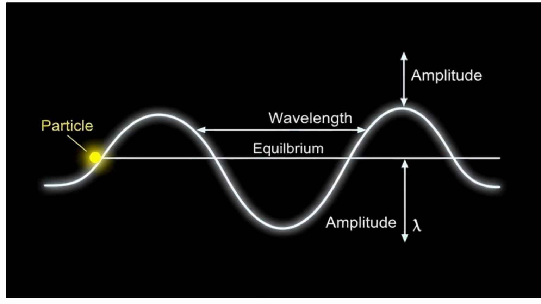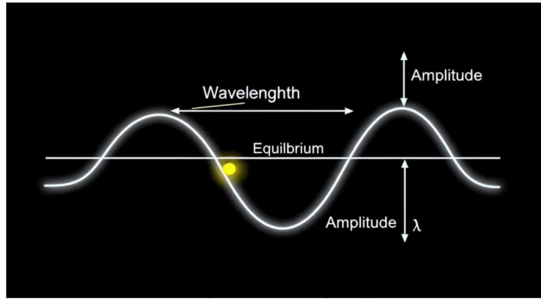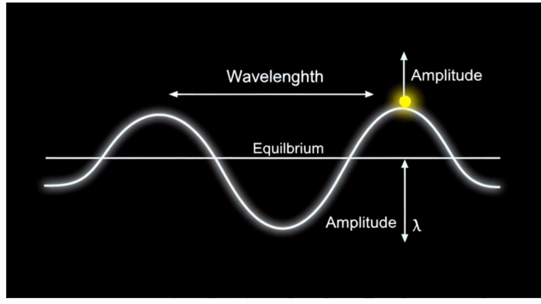Now friends, look again at the position of the particle. The motion of the particle makes sinusoidal waves, and the distance between two peak points, like this is the peak point and this is also a positive peak, and the distance between these two peaks is called the wavelength, and it is denoted by lambda.